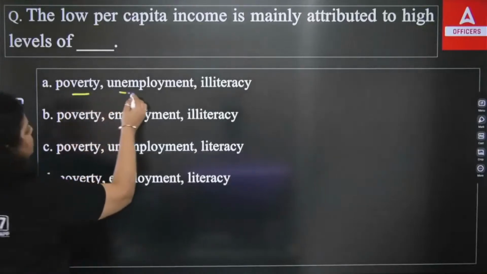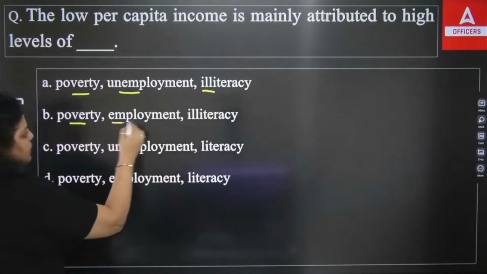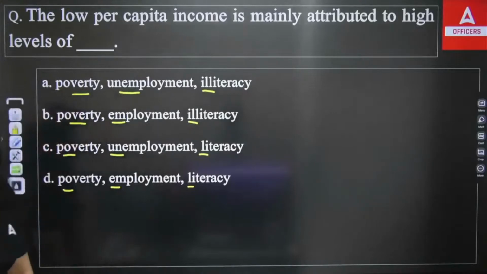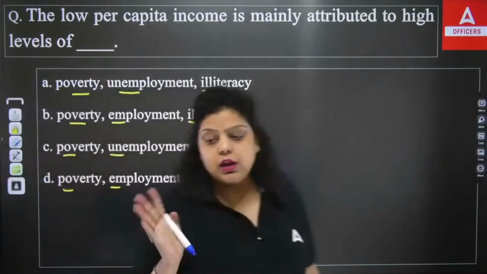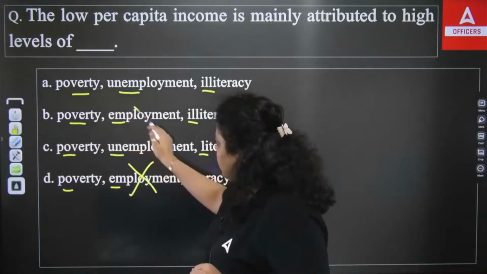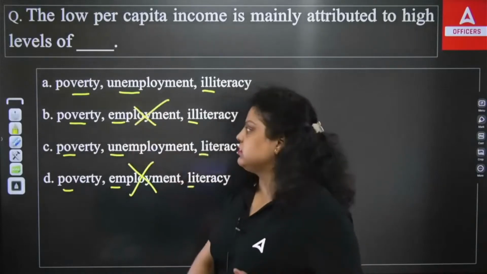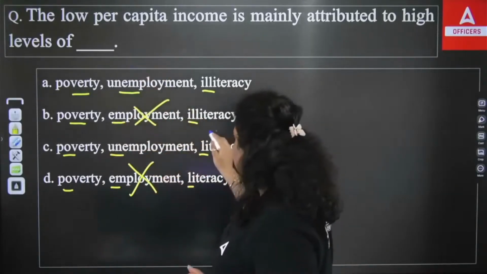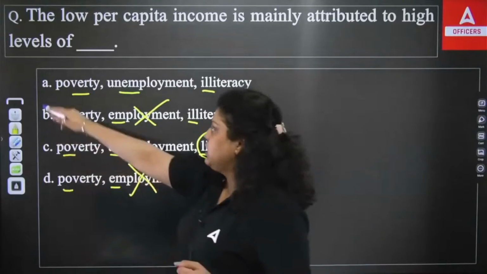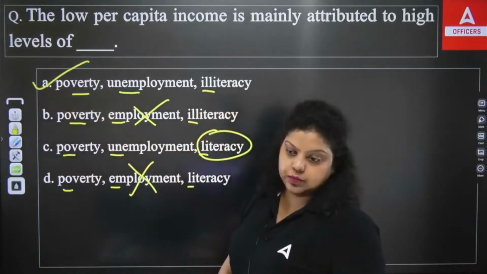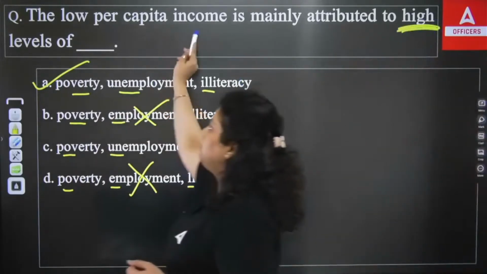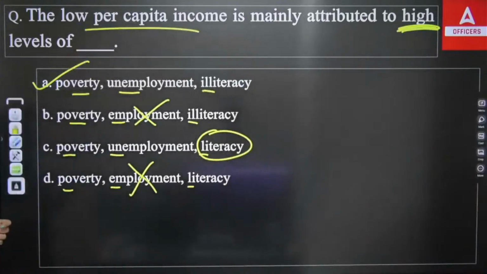First, poverty, unemployment, illiteracy high. Now you can see if the per capita income is less, it means people are not earning a certain amount of money. So how will employment increase? Obviously, employment cannot be increased, so B or D cannot be the right answer. A and C can be, but C is saying literacy will increase. If you are poor, you are unemployed, you don't have money, how can literacy increase? So the right answer is your A option. Your poverty, your unemployment and illiteracy will be high because of the low per capita income. So the right answer will be your A option.